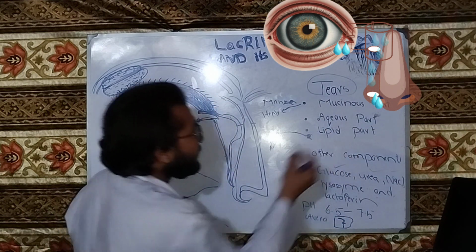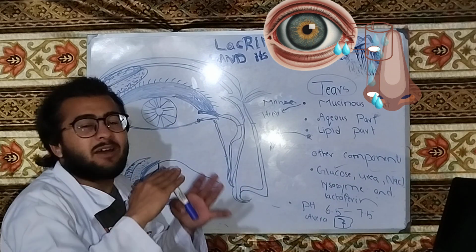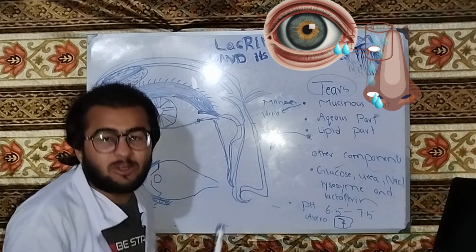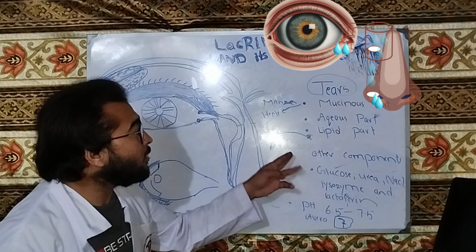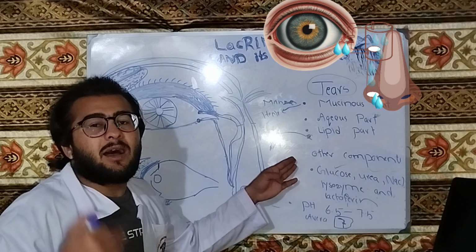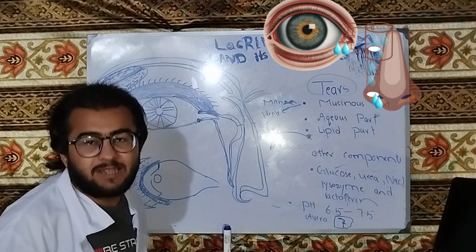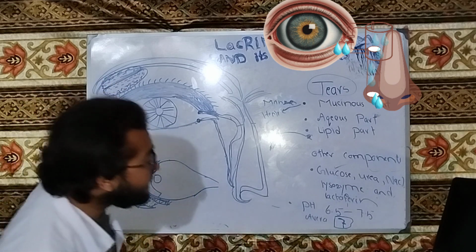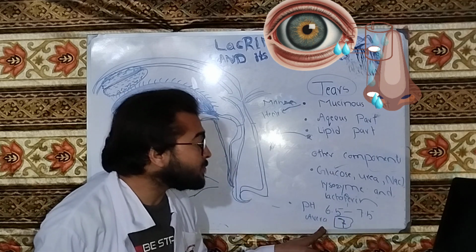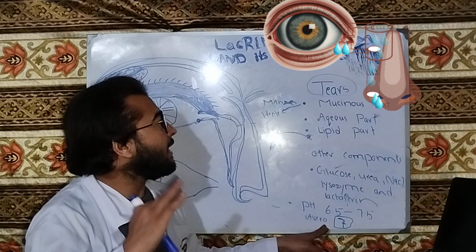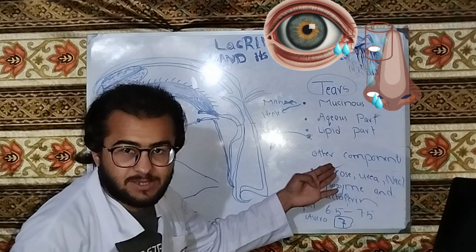So the tears keep the corneal surface stable and smooth for clear vision. Also it has some immune components which act as bactericidal and bacteriostatic agents and kill the bacteria, providing a clear corneal surface for clear vision. The pH of the tear is 6.7 to 7.5, but the average pH is 7, and it is actually a slightly alkaline pH. So this was about the composition of tears.